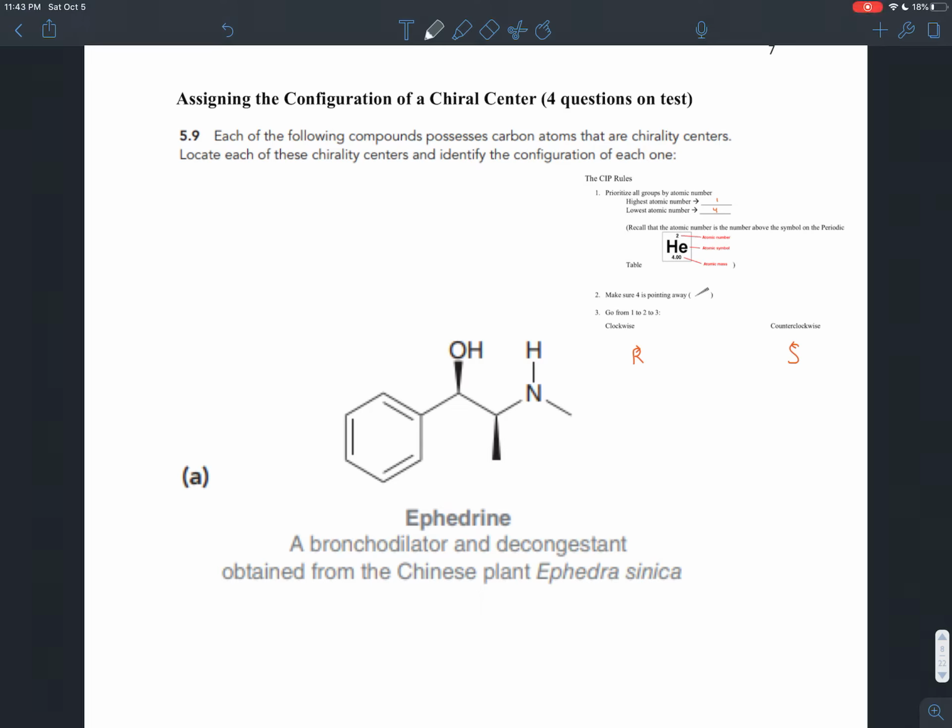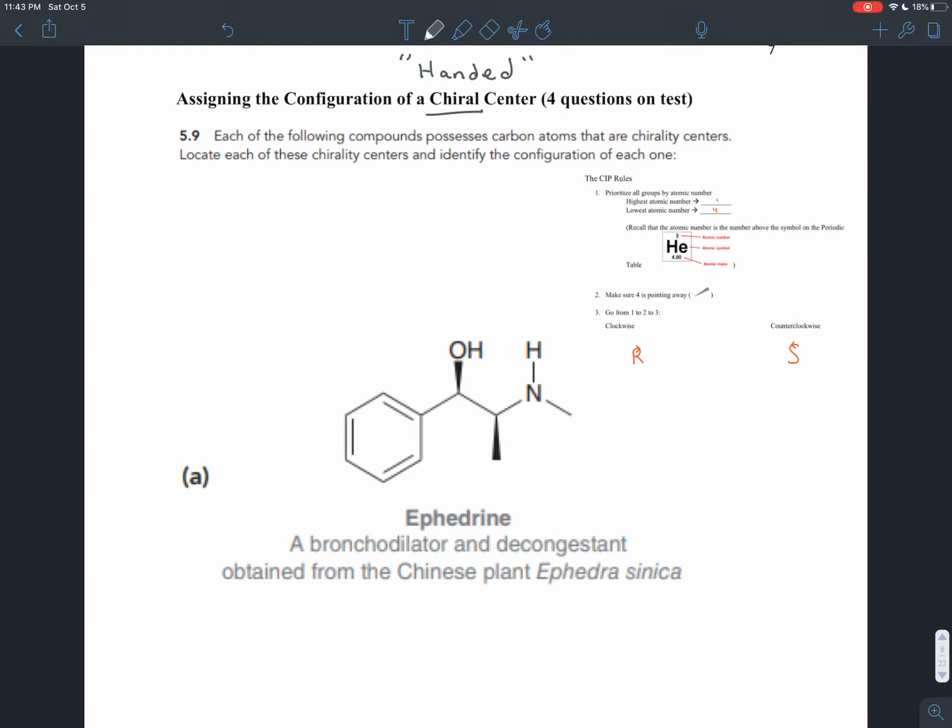Exercise 5.9 is asking you to locate each of the chiral centers in these molecules and identify the configuration of each one. So first, what does that word chiral mean? It really just means handed. It's coming from the Greek word for hand.